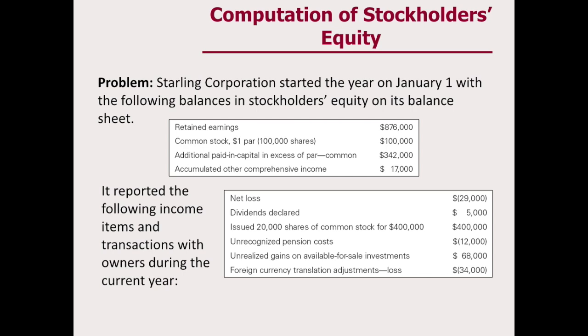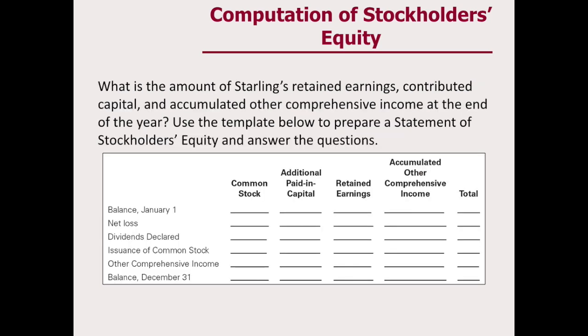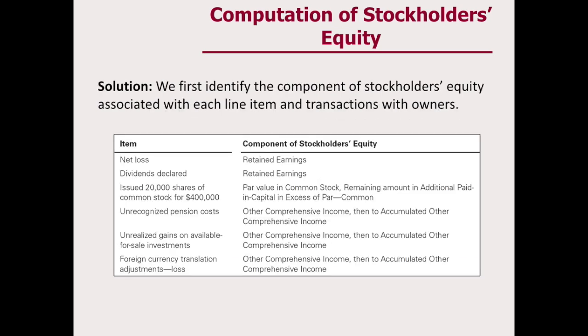A statement of stockholders' equity looks similar to something like this. It has four columns and a total column. So we have common stock, we have our additional paid-in capital accounts, we have our retained earnings, and we have accumulated other comprehensive income, and then of course our total. We want to use the information that we're given to fill in the blanks here, basically. So let's see how we would do that.